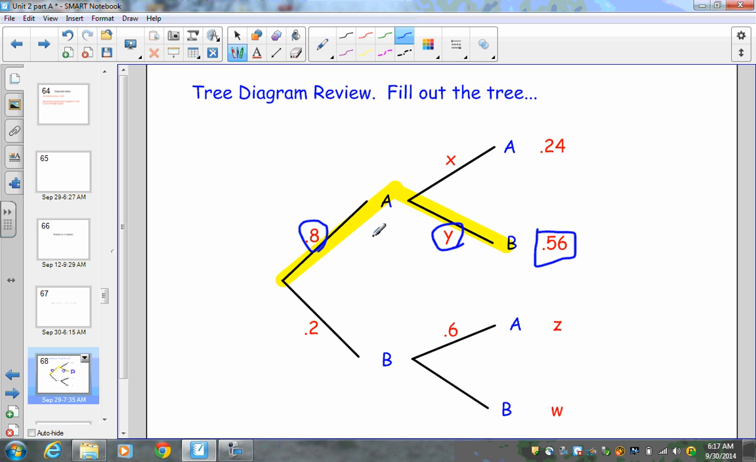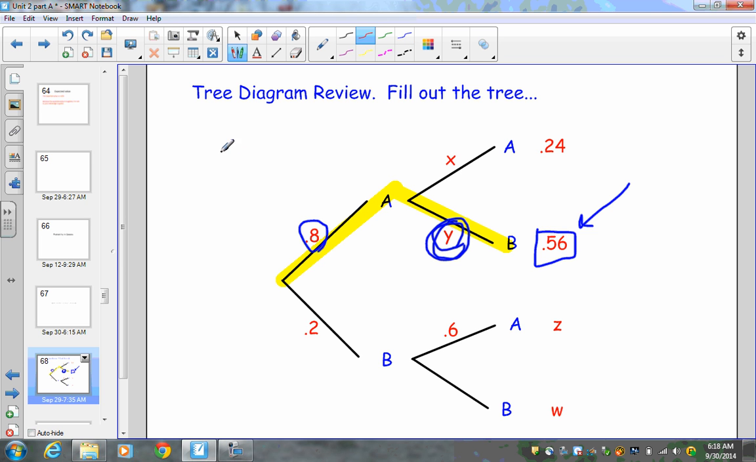Now, in here, we're kind of working backwards, where we already have our overall probability, but we just need to find what this branch is here, which is Y. I'm just choosing Y because I wanted to work with Y. If you wanted to start with X, feel free. Remember that we have to multiply 0.8 and Y to get 0.56. So if we're working backwards, we would have to divide.